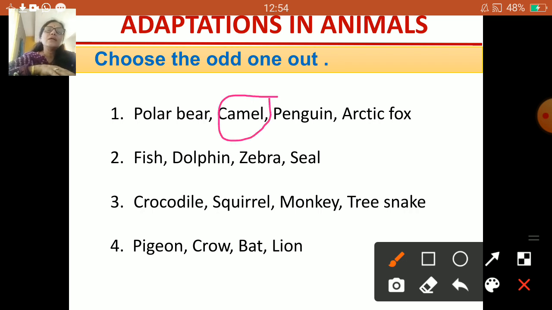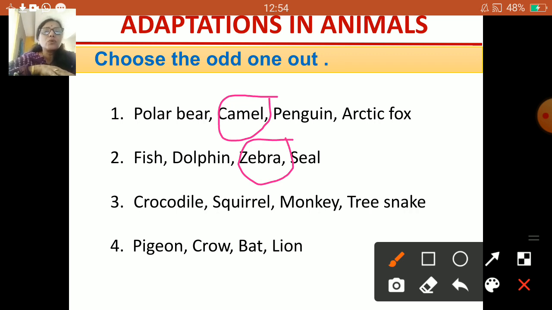Right? Next one is fish, dolphin, zebra, seal. Okay? Except zebra, all are aquatic. Right, children? Fish, dolphin, seal, they are aquatic animals, they are found in water. So, I will mark zebra here. Is the odd one out.